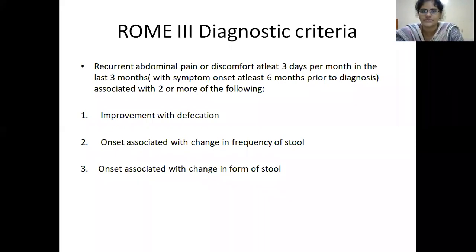This is an important question for you: the Rome 3 diagnostic criteria for irritable bowel syndrome. This slide is very important.